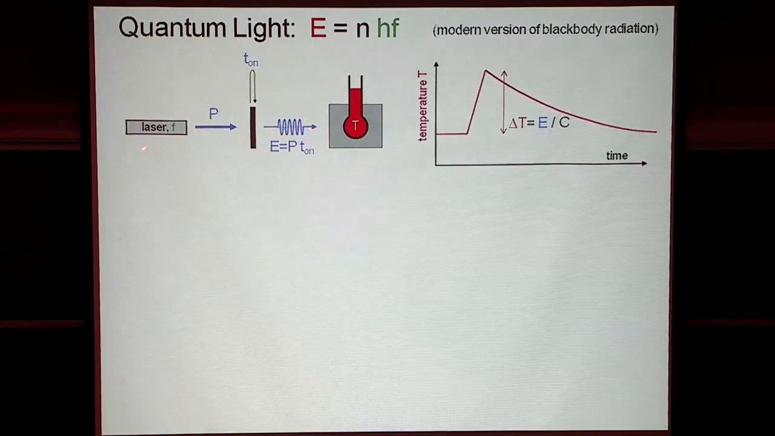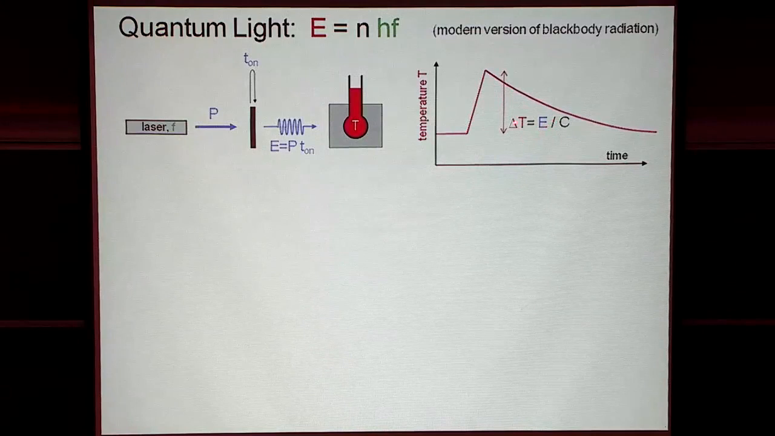What I have here is a laser and then a beam. What I'm going to do with the laser is target it at some thermometer. Then I'm going to cut the beam with my hand, turn it on for a second, and cut it again. So this is going in and out for a T on. The energy coming into this is power times T on. If you look at the thermometer response, it's going to be flat, say at room temperature, and then it's going to heat up when you give it this energy. The temperature rise is going to be E over C.